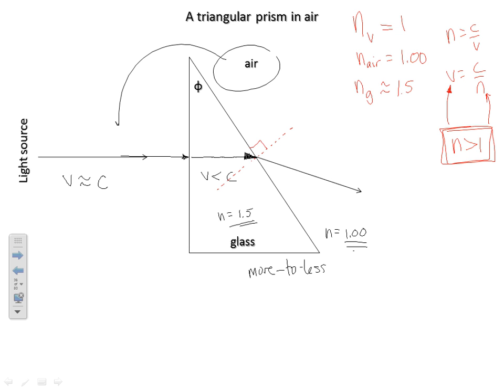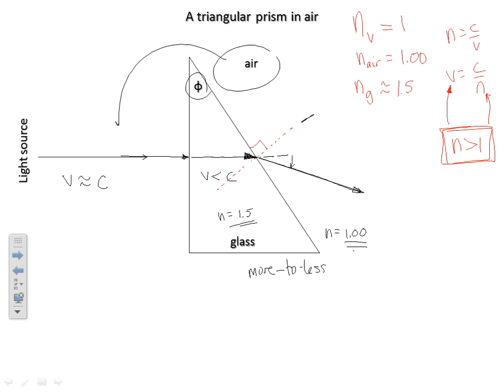And therefore, the light bends. It was going that way. Here's the normal. It bends away from the normal, and now it goes in that direction. We can calculate that direction if we know what all these angles are. Forget about the phi and stuff for now.